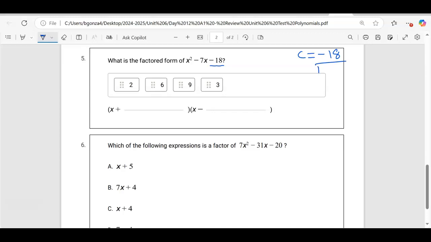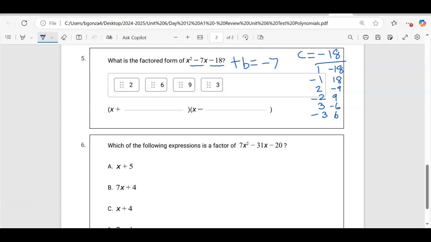So we start with 1 times negative 18, and then flip the signs, negative 1 times positive 18, 2 times negative 9, negative 2 times 9, 3 times negative 6, negative 3 times 6, and that's it. So these are all the possibilities, and I'm seeing which one adds up to make B, and my B value is not 7, it's negative 7.